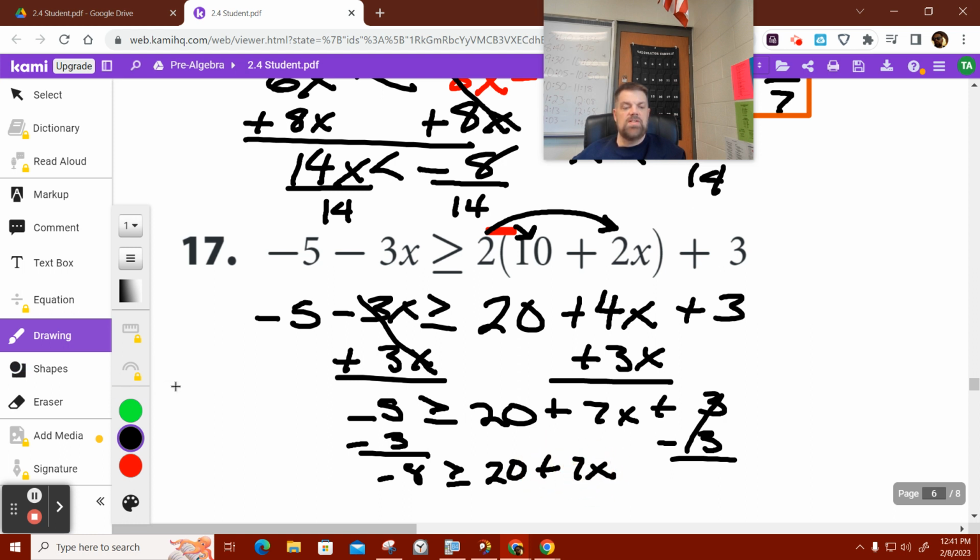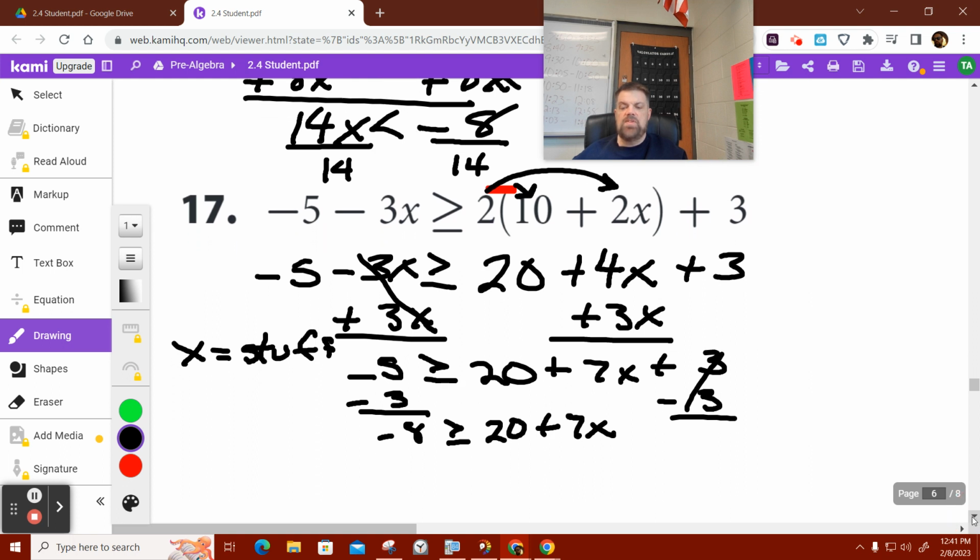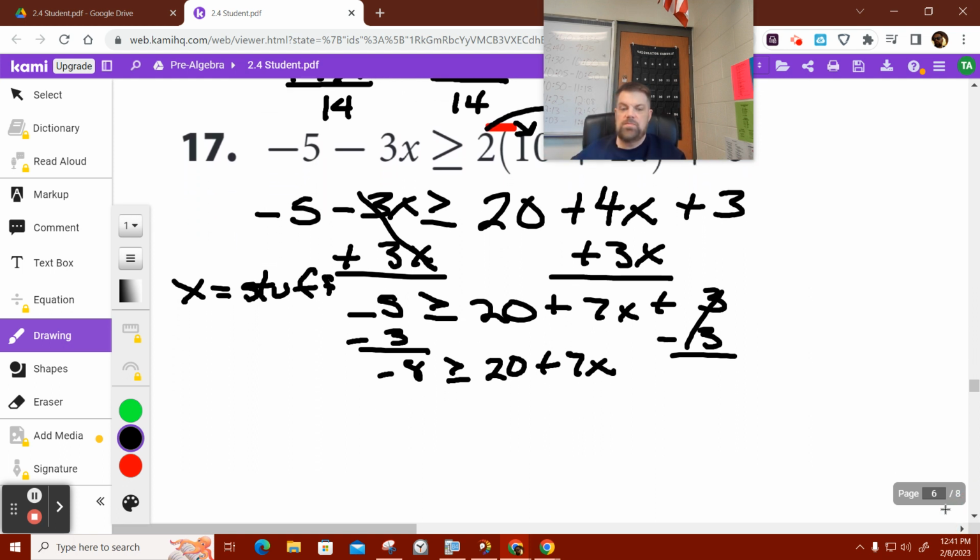Remember, our goal is to make it look like x equals some stuff. And the way that you do that is you do the inverse. So in other words, I want to move stuff away from the x. So I can move the 20 or I can move the 7. What do you want to move? The 20. How do I do that? Minus 20. Very good. I subtract 20 from both sides, and I get negative 28 is greater than or equal to 7x. Okay?